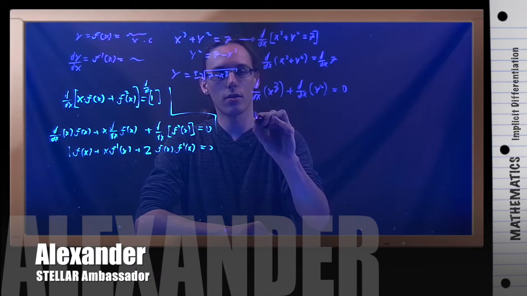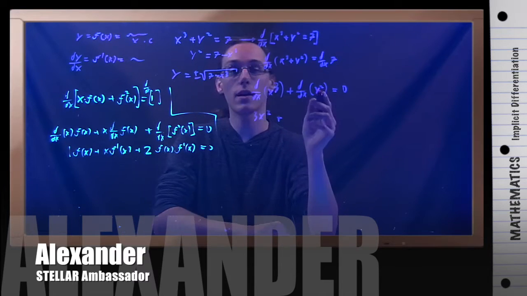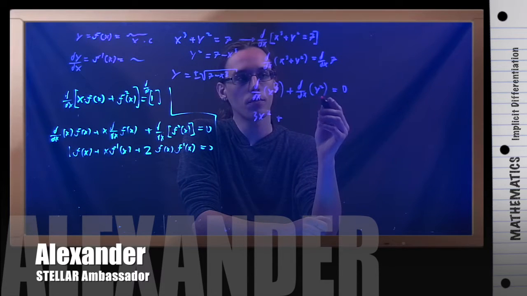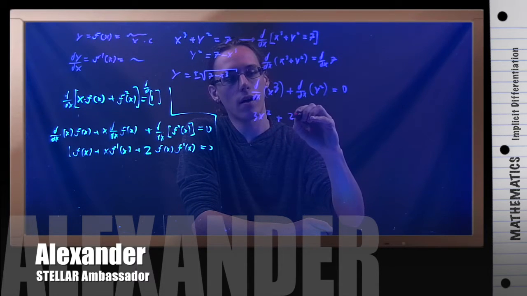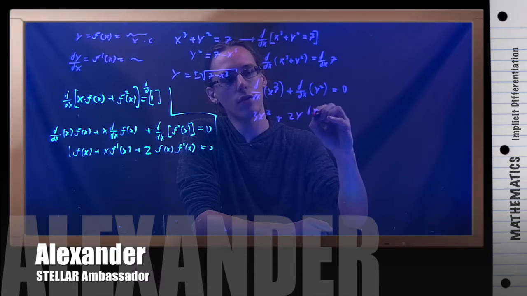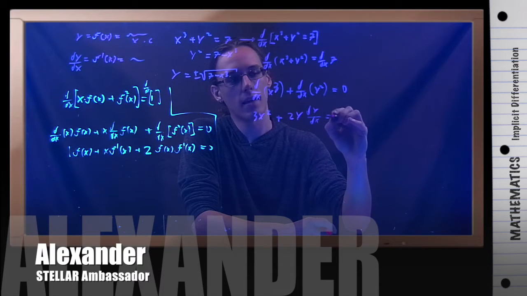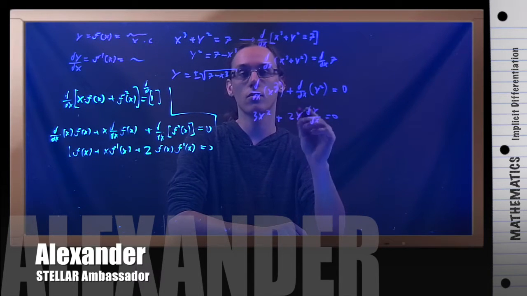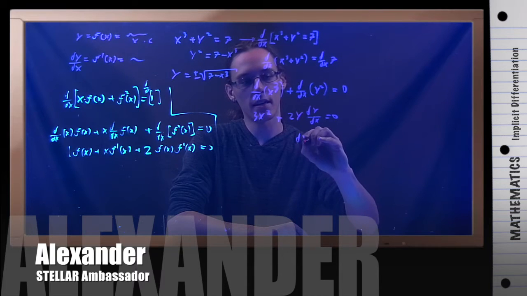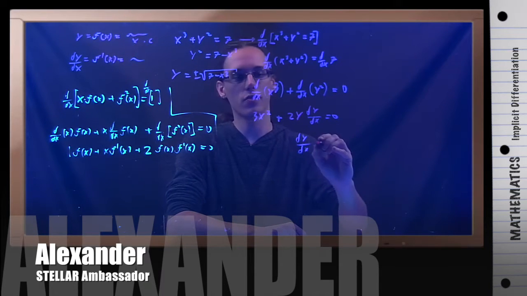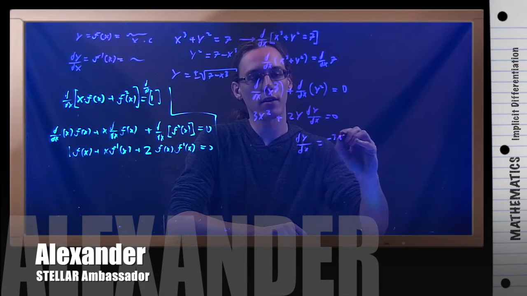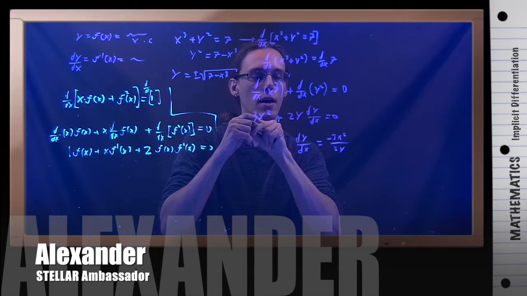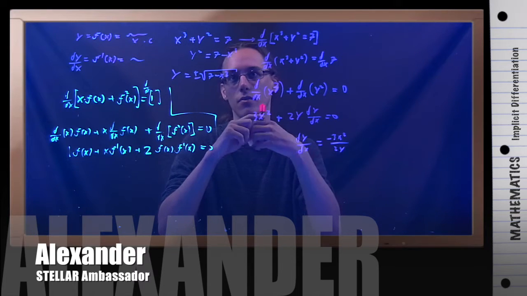X cubed is just your plain old derivative, so this would be 3x squared. But now when I do this, remember y is itself a function of x. So what I'd have to do is chain rule, so I would do 2y times the derivative of y with respect to x, and that equals 0. And then I would just have to solve this for dy dx. So dy dx, if I subtract this over and then divide, would be equal to negative 3x squared over 2y. And sometimes you might be able to make some sort of substitution to get rid of the y, but not all the time. And so this would be the implicit differentiation of that.